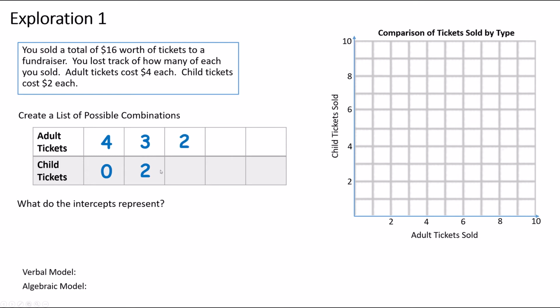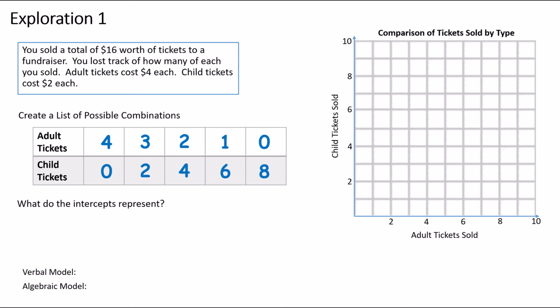And because I'm trying to keep this organized, I'm just going to go ahead and count down 4 adult, 3 adult, 2 adults, and then I'm going to fill in the leftovers with children's tickets. 2 adult tickets is $8. That leaves me $8 left for children's tickets, which means I can buy 4. And I'm going to go ahead and fill in the rest of my table for you.